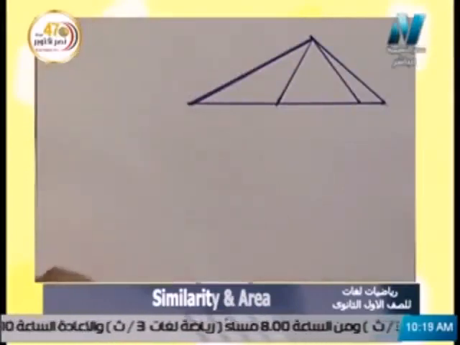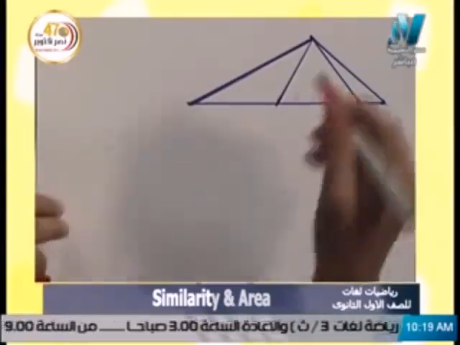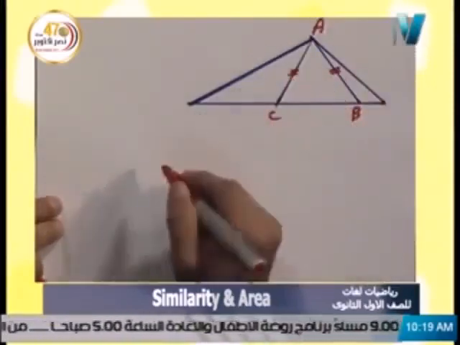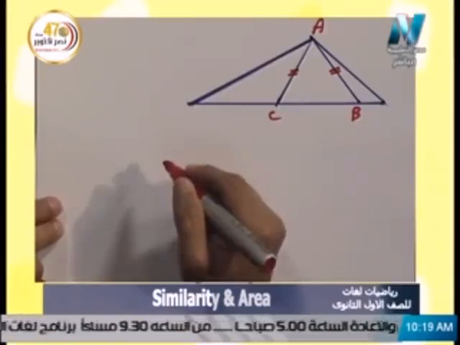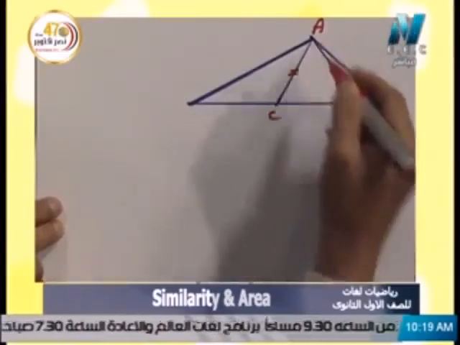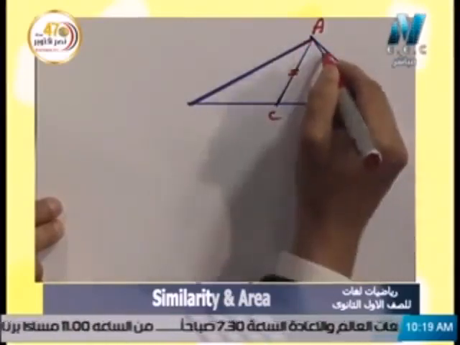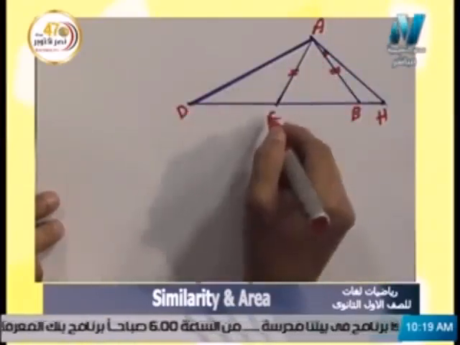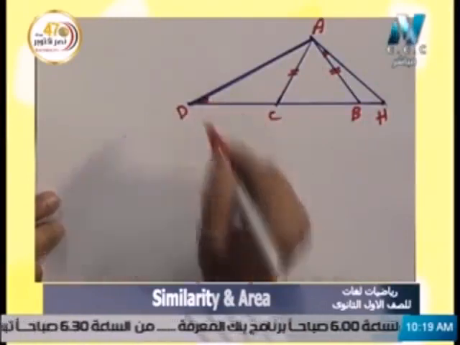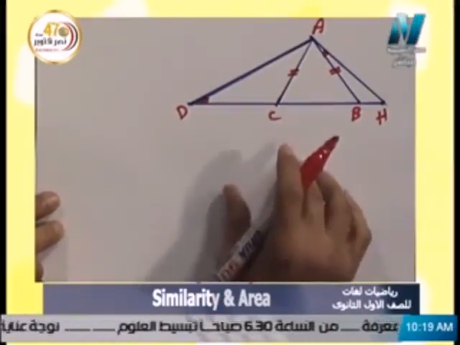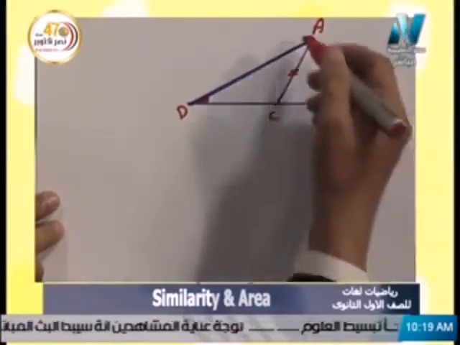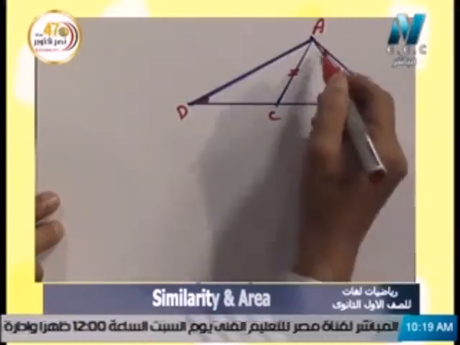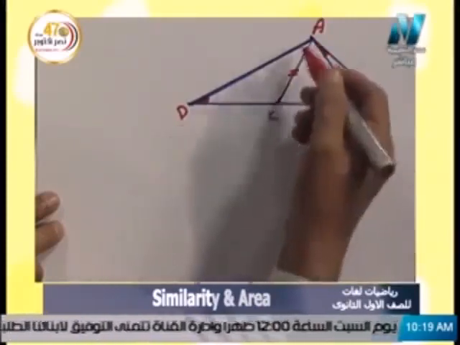Okay, so we have ABC, which is an isosceles triangle, and we have measure angle HAB, this angle, equals the measure of angle ADC, which is this angle also. So in this figure we have an isosceles triangle ABC, AB equals AC, and also measure angle HAB here equals the measure of angle ADC.